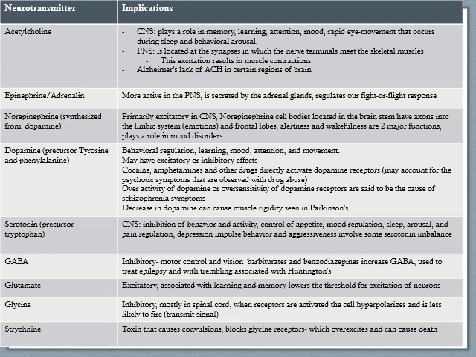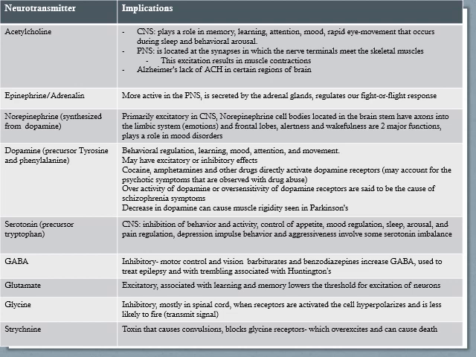Serotonin, the precursor to that, is tryptophan. In your CNS, it is involved in the inhibition of behavior and activity, control of appetite, mood regulation, sleep, arousal, and pain regulation. Depression, impulse behavior, and aggressiveness also involve some serotonin imbalances. GABA, which is inhibitory, is involved in motor control and vision. Barbiturates and benzodiazepines increase GABA, so it increases inhibitory responses. It is used to treat epilepsy and with trembling that is associated with Huntington's disease.